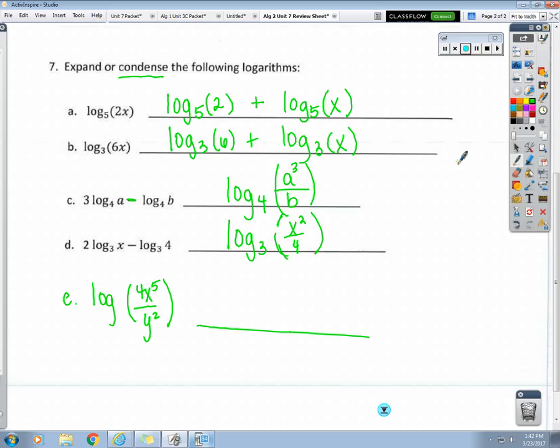Yep. It's just y to the second on the bottom. What's the base when there's not one visible? 10. Yeah.